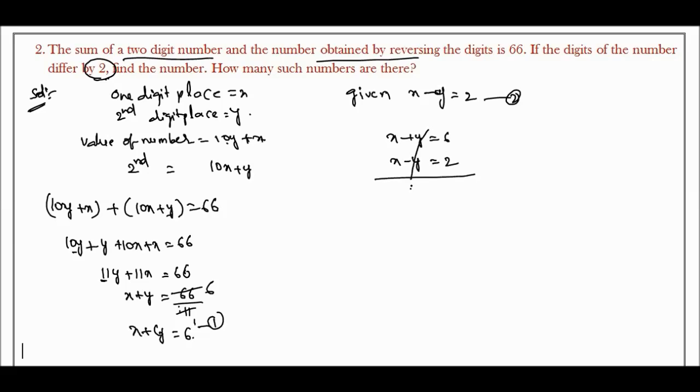So the y terms will cancel. 2x is equal to 8. Therefore x is equal to 8 by 2. 2 fours are 8. X is equal to how much? 4. So x is equal to 4.